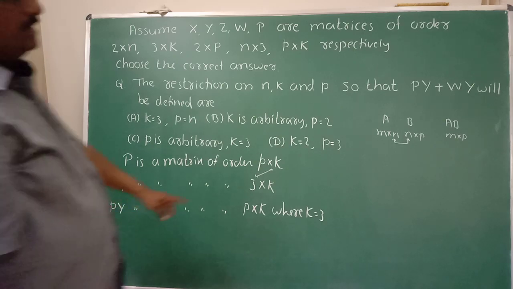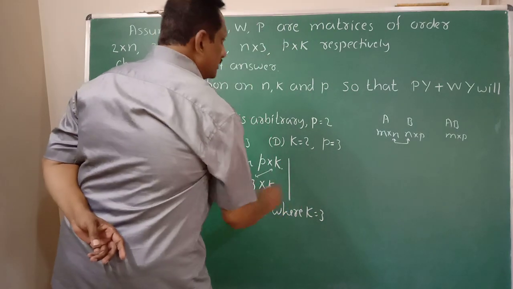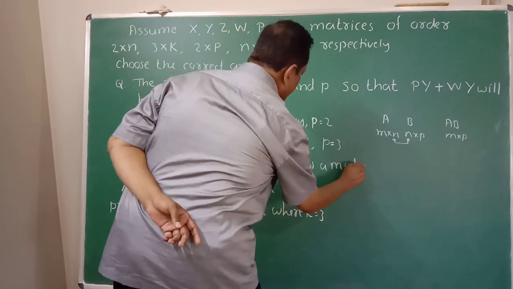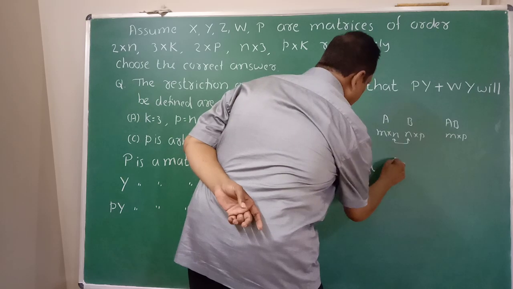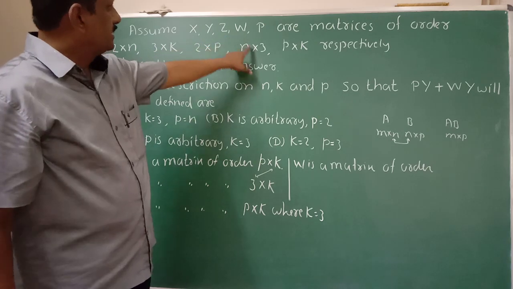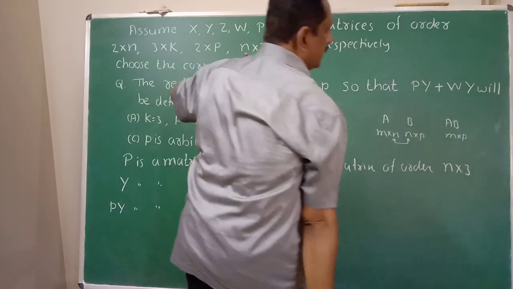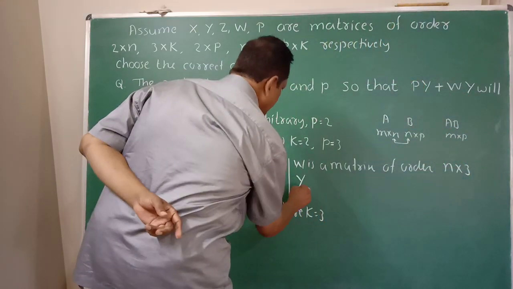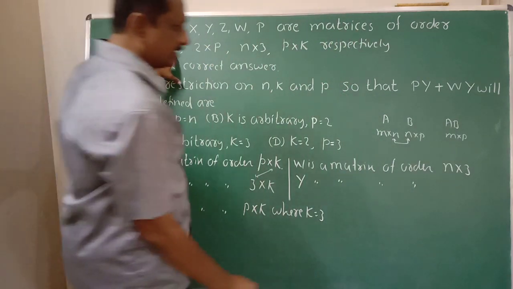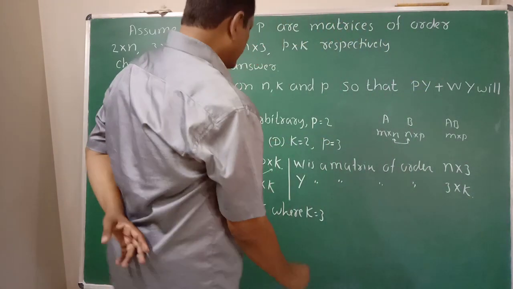So similarly, here W and Y are there. Consider W is a matrix of order N into 3. Next, Y is a matrix of order 3 into K. Again using this result, W into Y.